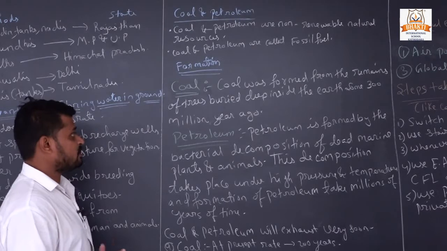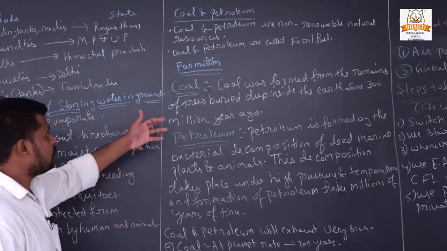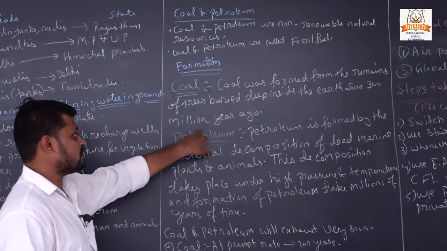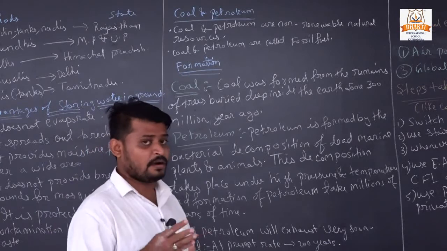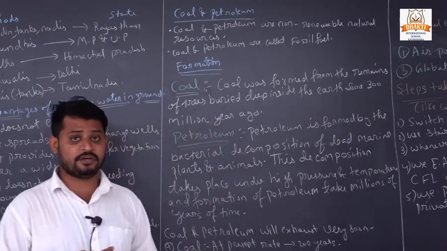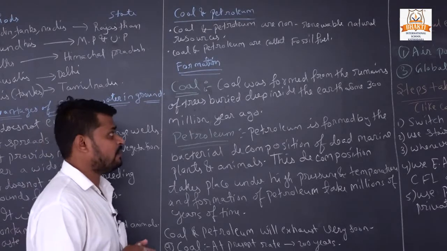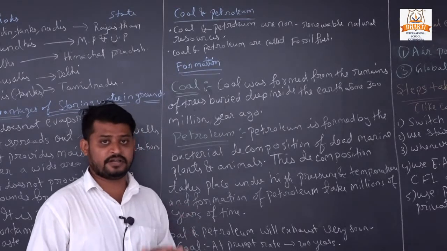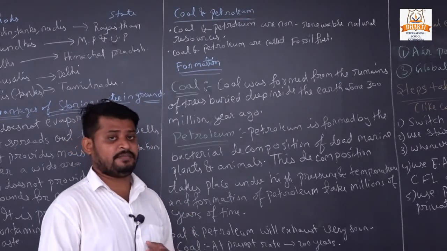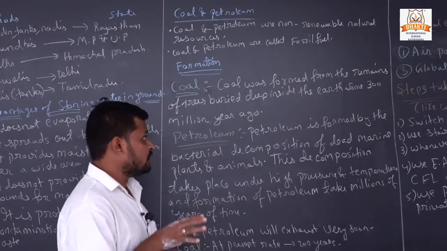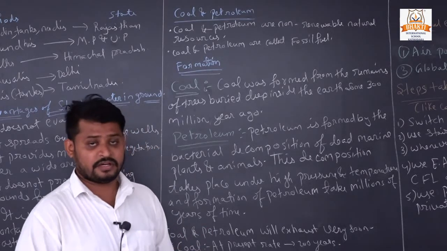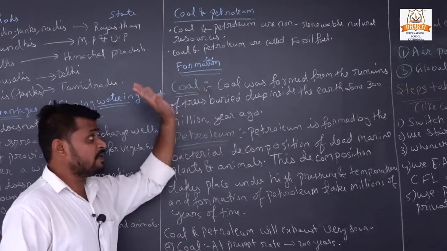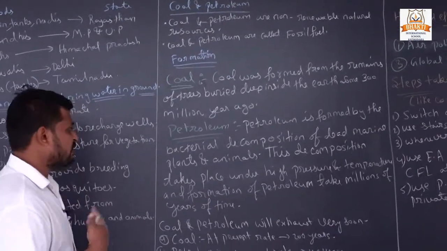How are coal and petroleum formed? Coal was formed from the remains of trees buried deep inside the earth some 3 million years ago. Trees fell down and decayed, animals decayed too, mostly trees, then they were buried, and constant pressure and temperature acted on the remaining residue and converted it into coal. It takes millions of years to make.